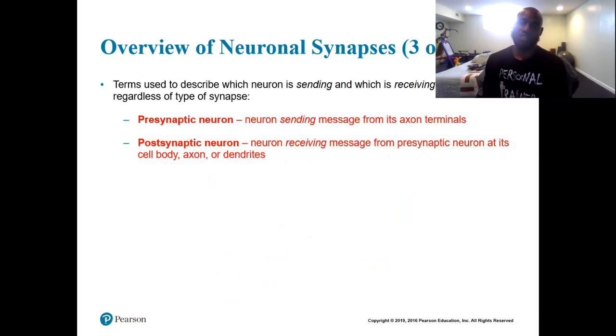Terms used to describe neurons: we have the presynaptic neuron, that's the neuron sending the signal, and the postsynaptic neuron is the one receiving the message from the presynaptic neuron.